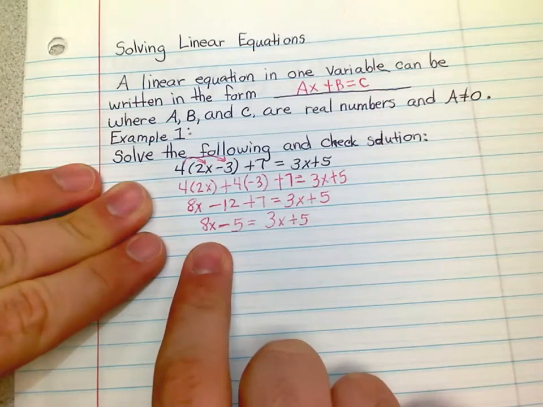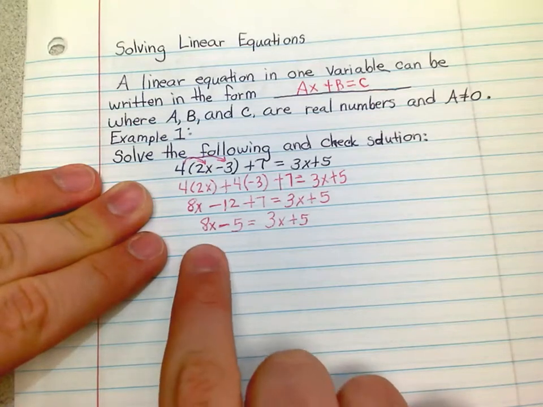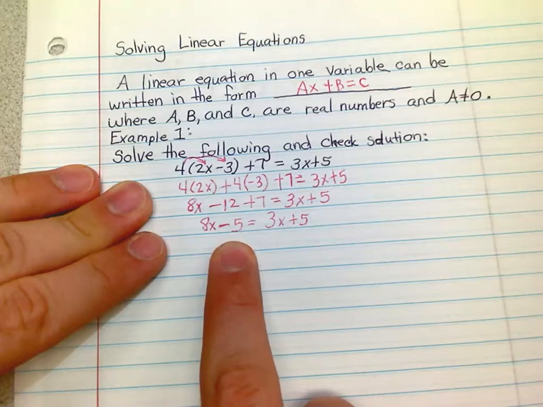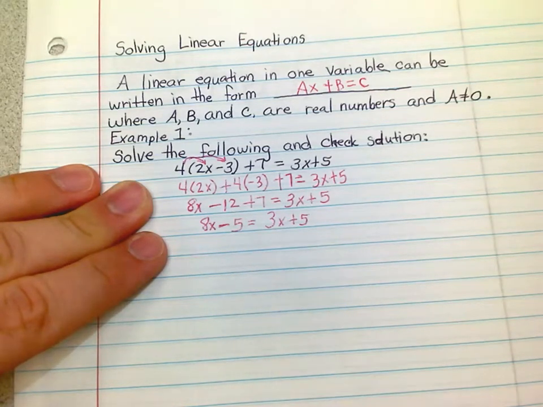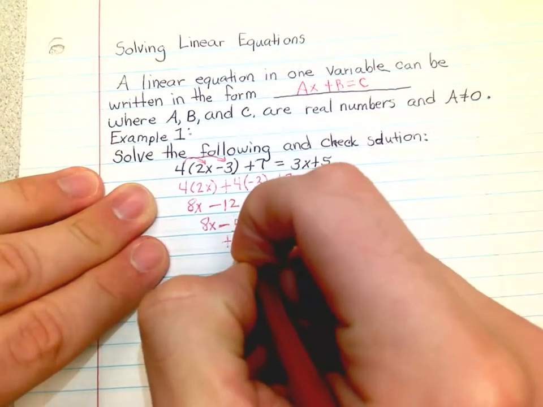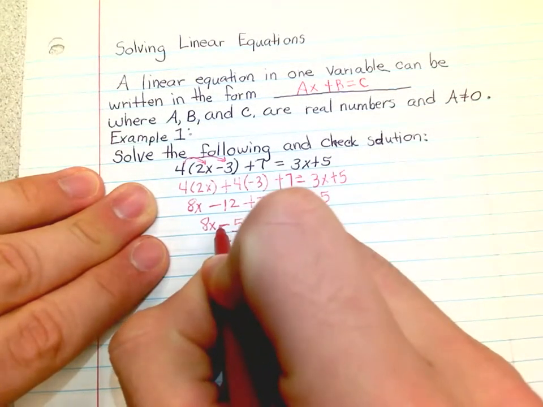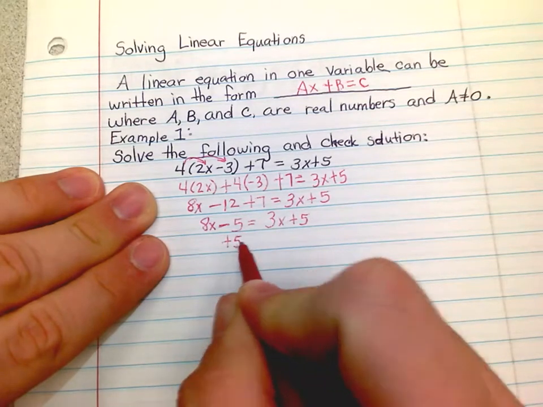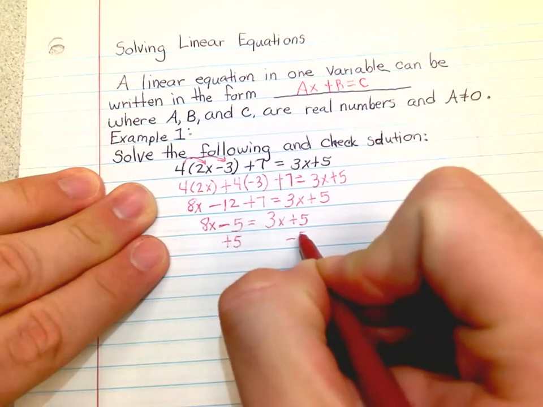Okay, now the next rule is to get all the variables on one side. I like to put them on the left side of the equation, and then all the regular numbers that do not have a variable on the right side of the equation. So to do that, let's first add 5 on both sides. We're adding 5 because we have to do the opposite of this minus right here. This minus tells us it's a minus 5, so we have to do the opposite to get it on the other side. So we're adding 5.